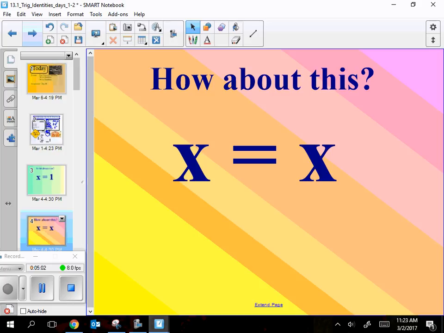Okay, but if x isn't equal to x, we have trouble. So this is a true statement, because if I make x be 5, then it'll be 5 on both sides. All right, how about this? Is this always true?